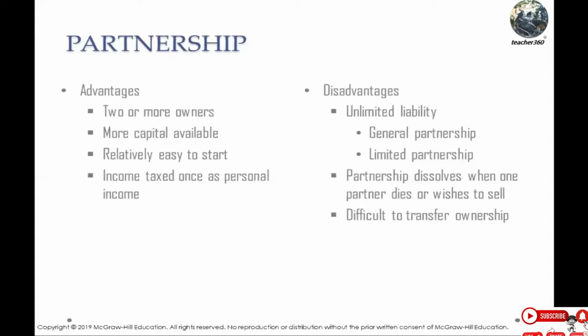Based on the liability criteria, partnership business can be categorized in two ways. One is general partnership, another is limited partnership. In general partnership business, all the profits and all the liabilities are divided equally among the partners. On the other hand, in limited partnership business, all the liabilities and all the profits are divided as per the contract made by the partners when starting the business.